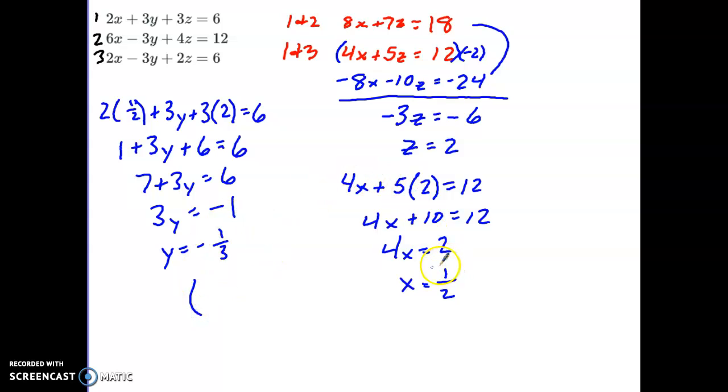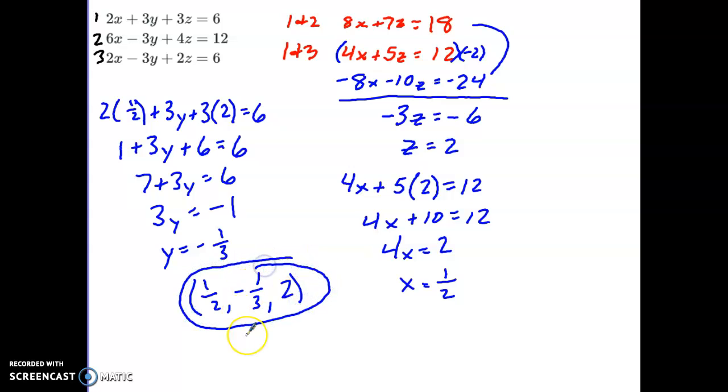And when I get my final answer, I want to write it as a coordinate. So x was 1/2, y was -1/3, z was 2. And that's my final answer. So these three planes would intersect at the point (1/2, -1/3, 2). Systems of three equations, or systems of more equations too, have other purposes as well, but this is the context we're going to think of it in for right now. So let me show you another example here.